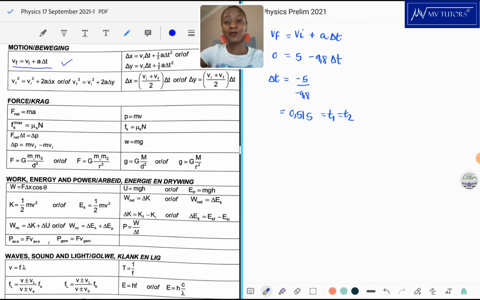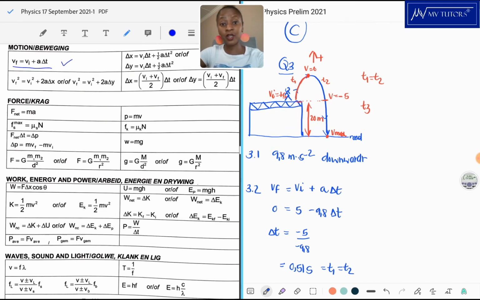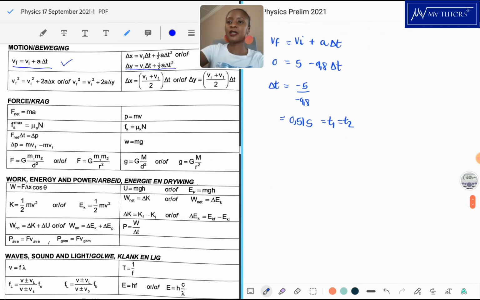And now we can solve for T3. So what happens there with T3? I have my initial velocity, which is negative 5. I don't know what my final velocity is. I'm not going to take the route of calculating the final velocity. I'm just going to get an equation where I only need initial velocity as well as displacement. And if I look, I see this one, delta y. That equation will actually work.